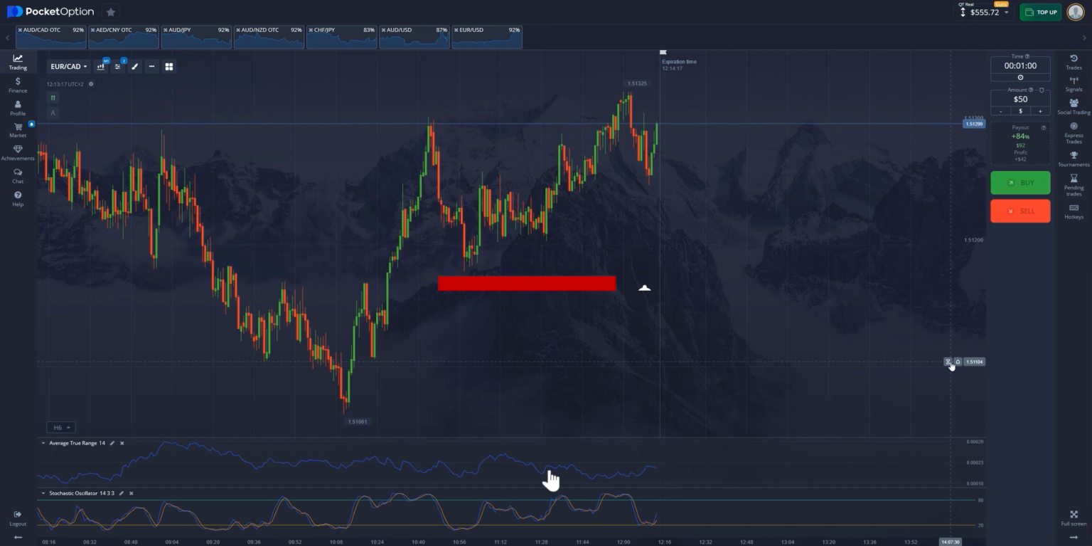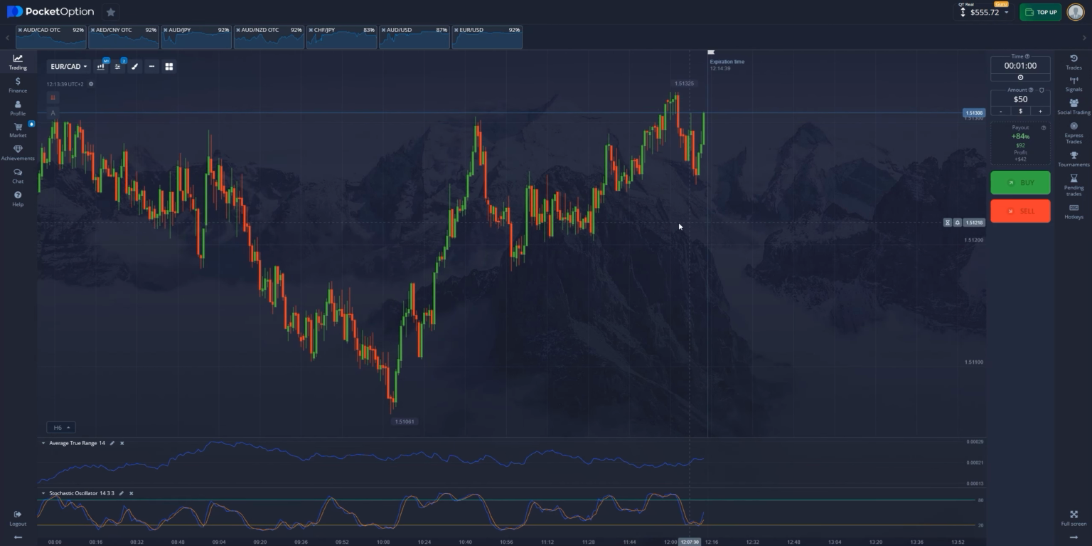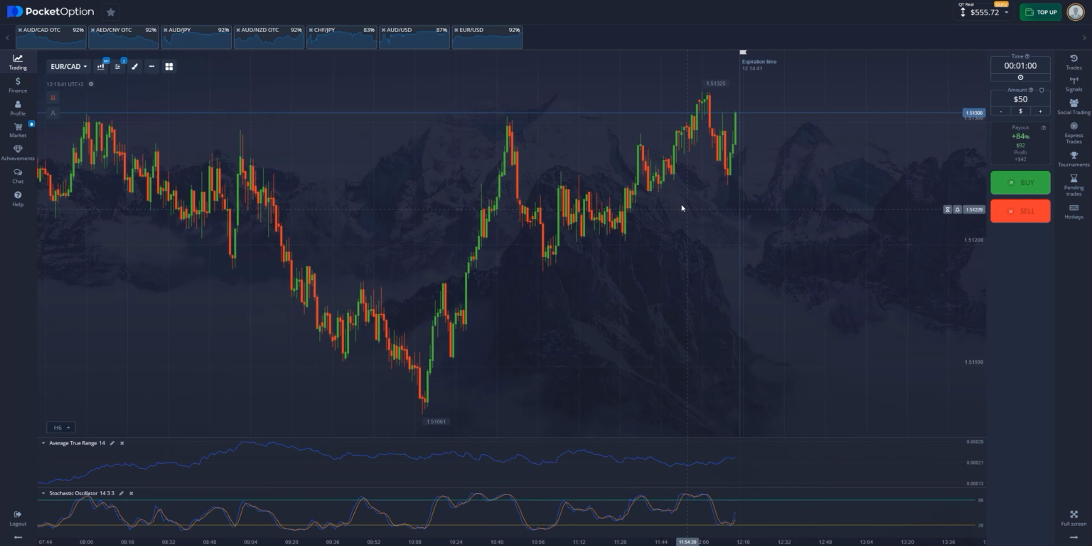Hello to all traders. Today I'll show you a unique strategy that you're really going to love. It's called the bounce from levels with confirmation strategy. These indicators are available from your broker, so you shouldn't have any major issues with it. Let's look at an example of this strategy.